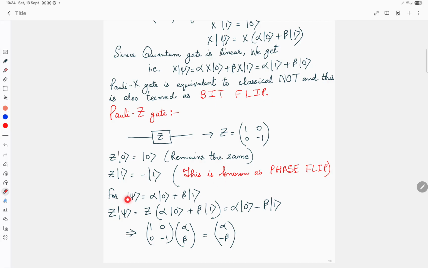If we take the general quantum state or qubit as alpha ket 0 plus beta ket 1, and we apply the Pauli Z gate, you will see that the alpha coefficient remains the same, but the beta coefficient will get the phase flip, because the beta coefficient is the coefficient for ket 1, so it will get the phase flip.